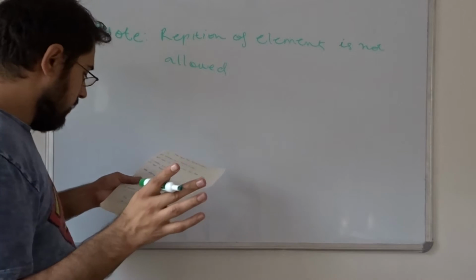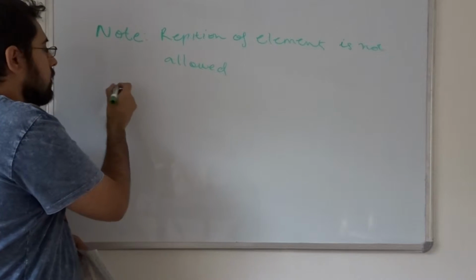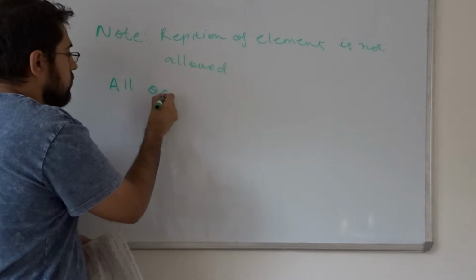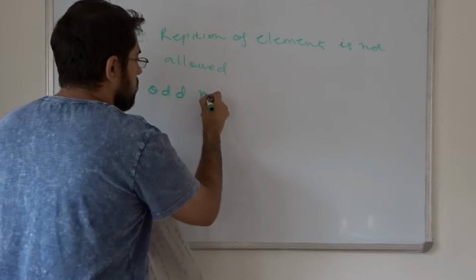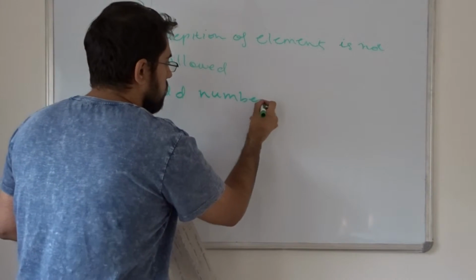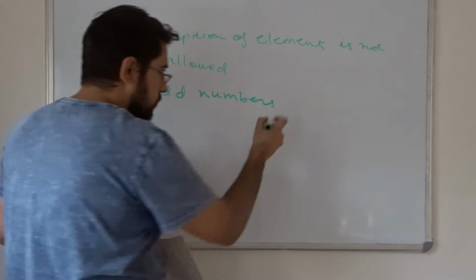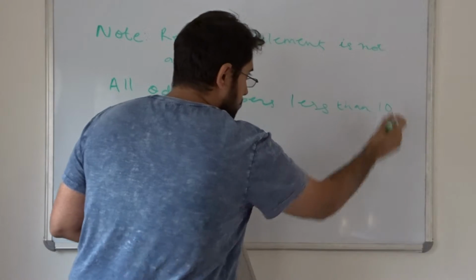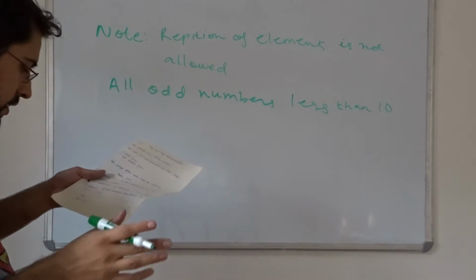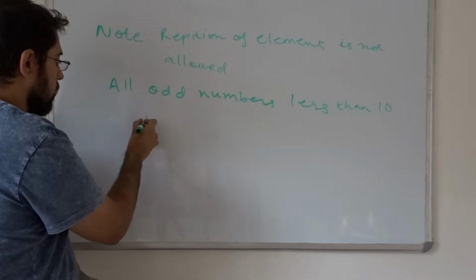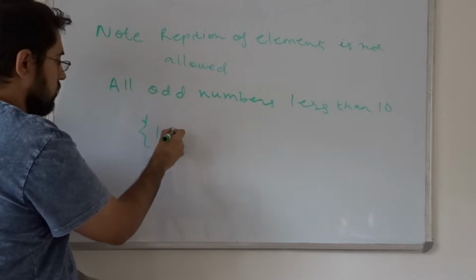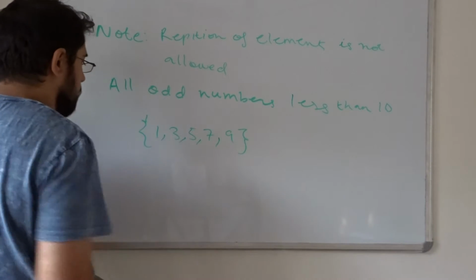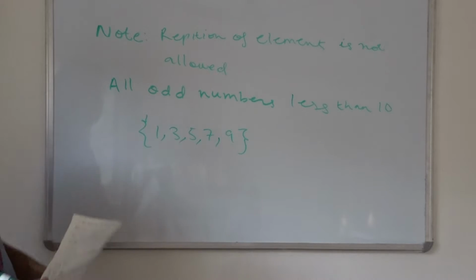Let's take an example. Say you have all odd numbers less than 10. We know all the odd numbers less than 10: 1, 3, 5, 7, 9, isn't it?